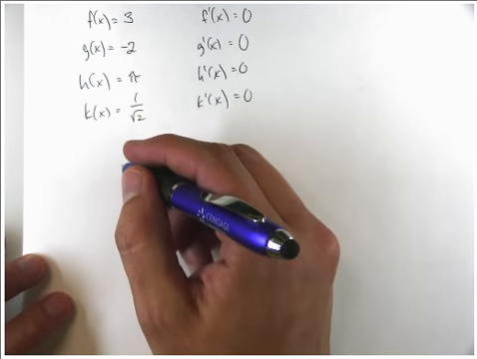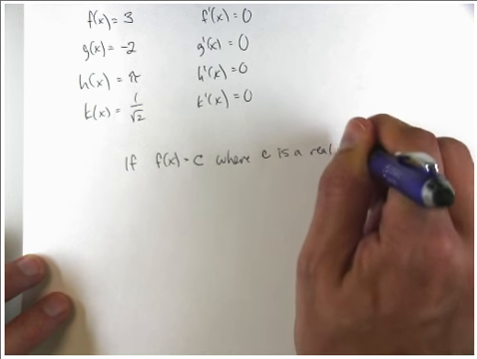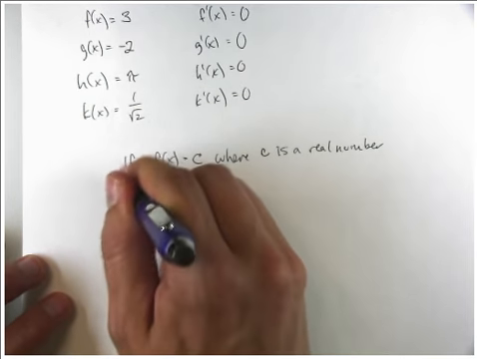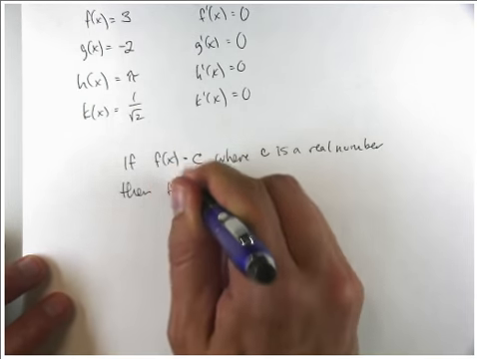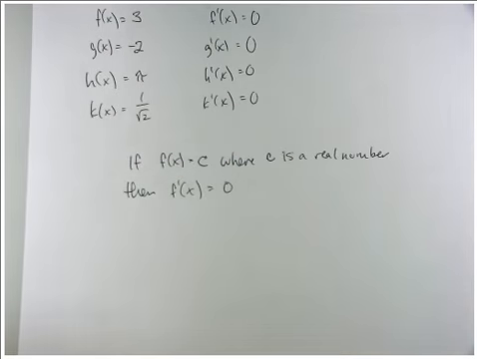So we could say if f of x equals c, where c is a real number, then f prime of x equals 0. There it is using prime notation. And that's a fact about all real numbers. Any constant, its derivative is 0.